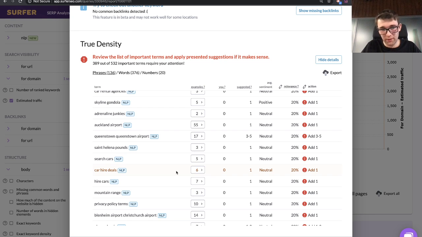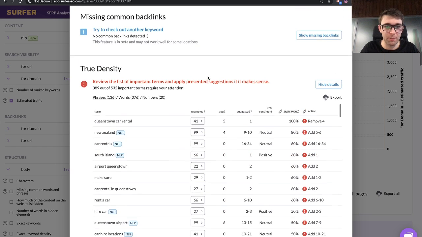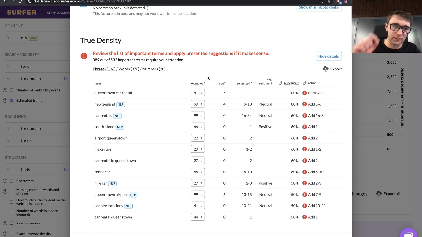So that's a pretty easy task, since I know what the goal is: add 3,000 words to the page and which words I have to include in the page. It may be a bit time consuming, but that's what the owner of this page has to do. Add more content and include as many of those missing terms as possible, because they have a huge content gap.